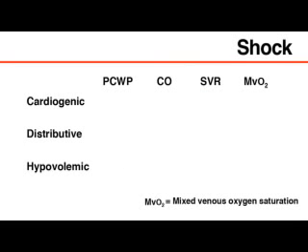In patients with shock of unknown cause, the pulmonary capillary wedge pressure, cardiac output, systemic vascular resistance, and mixed venous oxygen saturation can often help to guide the diagnosis. In cardiogenic shock, wedge pressure and vascular resistance are high, while cardiac output and mixed venous oxygen saturation are low.